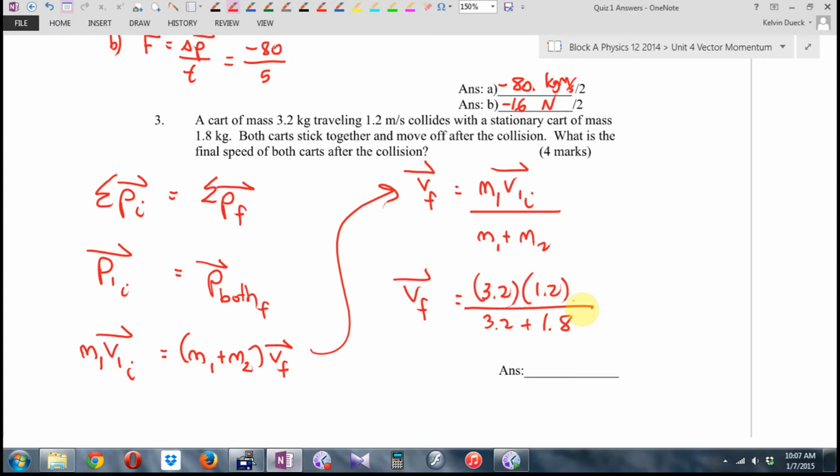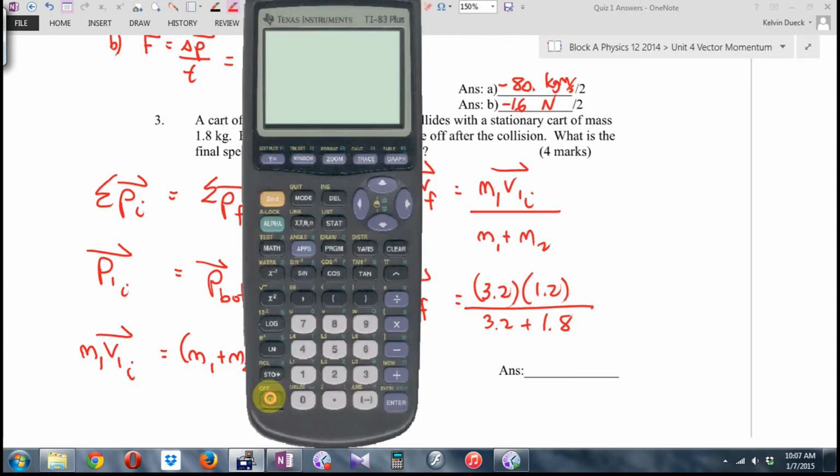No? 2.04? I'm off. I'm not even close. Maybe I'm off by a factor of 10. I might have missed the decimal. 0.76. Wow. Yes. Geez, it's 188 divided by 2.